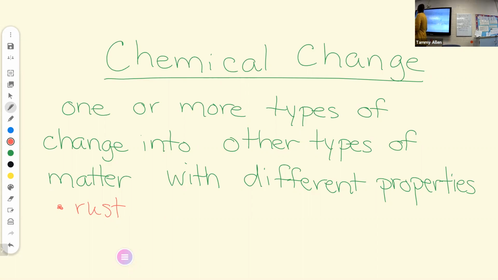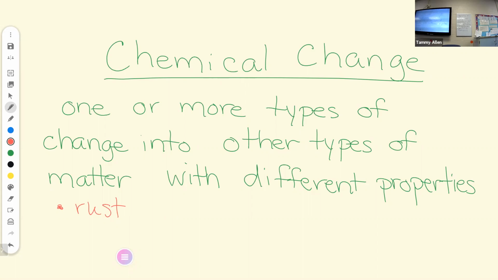A change has taken place with iron. Does that make sense? It no longer has the same makeup, right? It doesn't look the same as it started out as. That rust is now red and it's brittle.